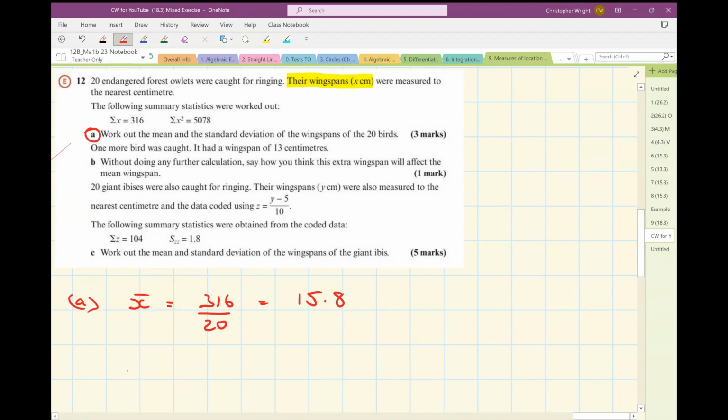Okay, now the standard deviation is going to be the square root of the variance. What's the variance? Well, it's the mean of the squares minus the square of the mean. So the standard deviation is the square root of the variance. The square root of that gives me a standard deviation of 2.06. That is part A done.